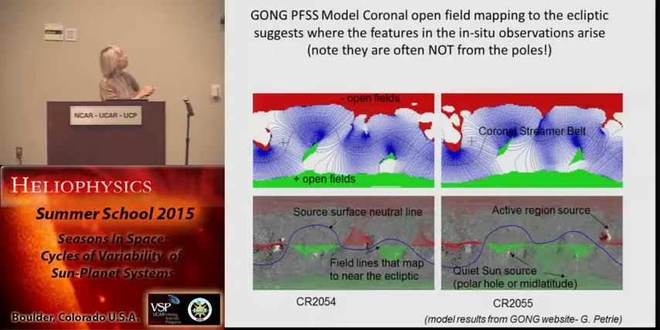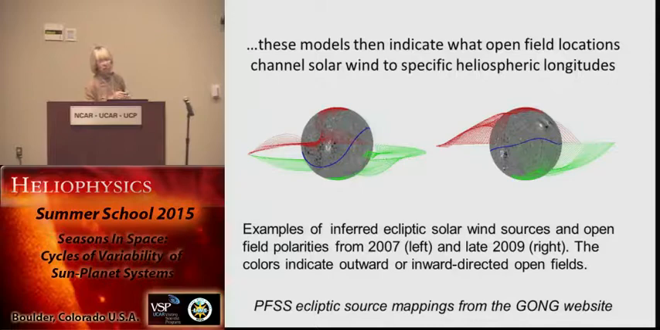So you can see that you're getting structure here, outward and inward field, but it's not mapping back to the polar coronal holes. It's all mapping back to low latitude, open field regions. And it turns out that this is remarkably common, that even when polar coronal holes are present, much of the time you're not going to map back directly to the poles. You're going to be mapping back to low latitude features, polar field extensions sometimes, like this one, but still low latitude sources. And this is just a three-dimensional view of some of those mapped open field lines going to the ecliptic plane.